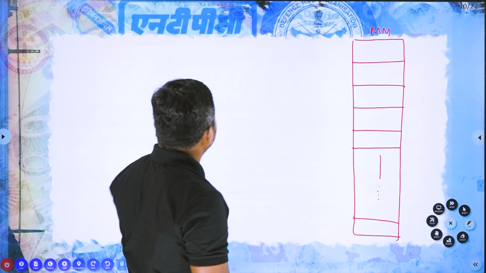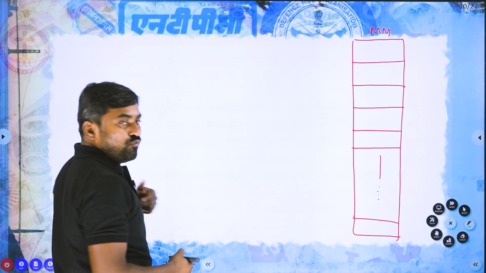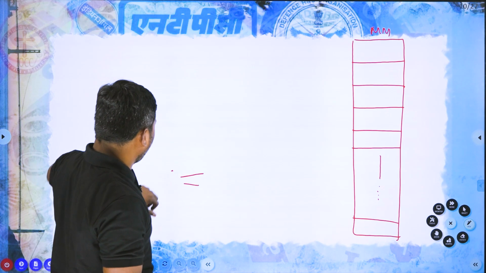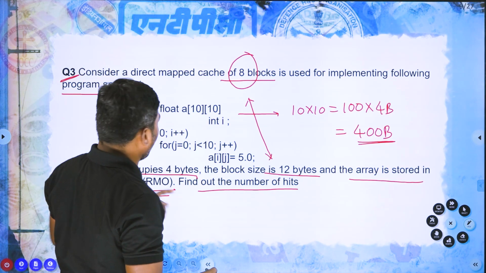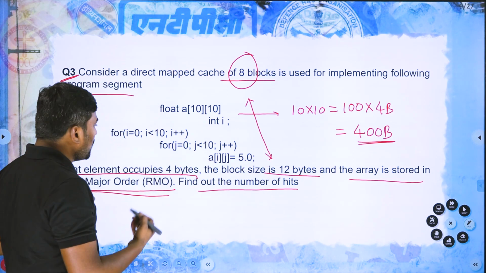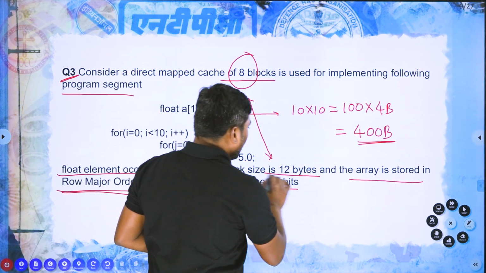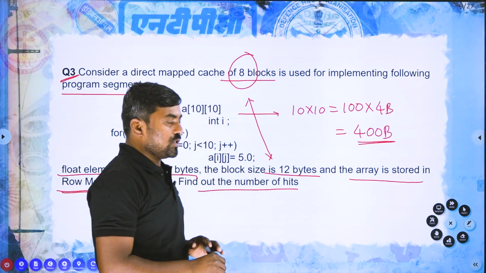So main memory, some size is there. Now what is my program size? 400 bytes. Getting my point? This 400 bytes needs to be arranged in terms of blocks only. So what is the block size? 12 bytes, correct or not? Please do understand.